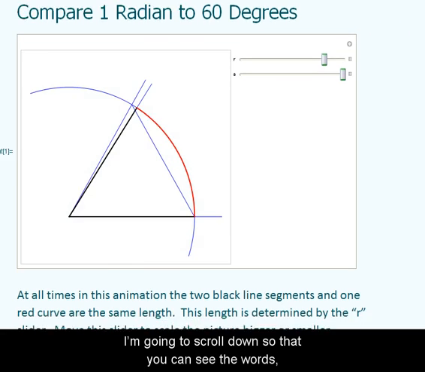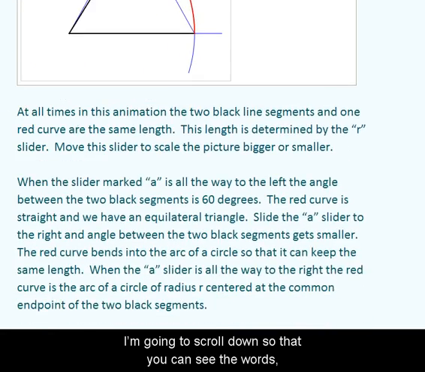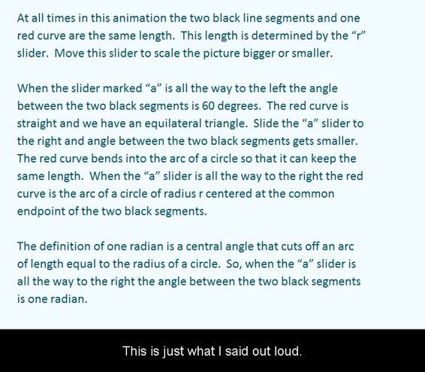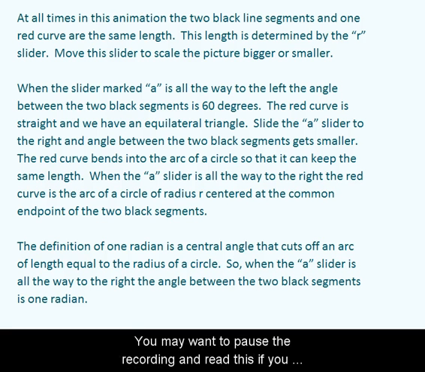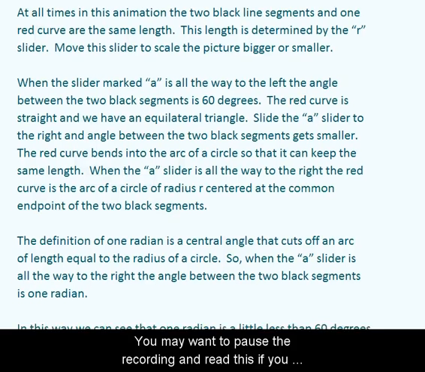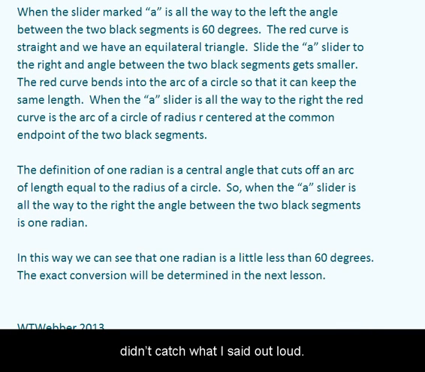There's a bunch of words down here. I'm going to scroll down just so that you can see the words. This is just what I said out loud. It's a description of what's on this slide. You may want to pause the recording and read this if you didn't catch what I said out loud. Anyway.